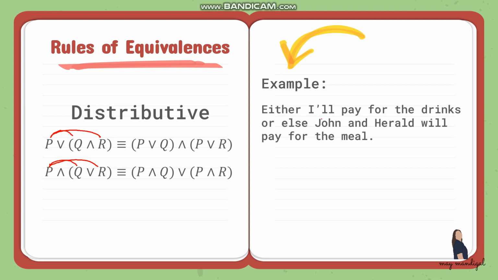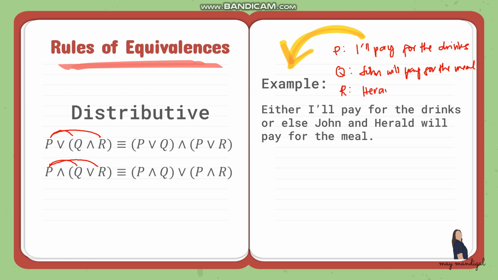So for example, either I'll pay for the drinks or else John and Harold will pay for the meal. So we have here P, I'll pay for the drinks. So that is the first statement. And then we have the Q, John will pay for the meal. And then we have R, Harold will pay for the meal.